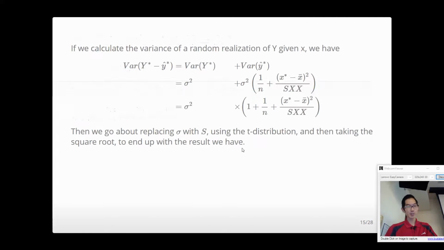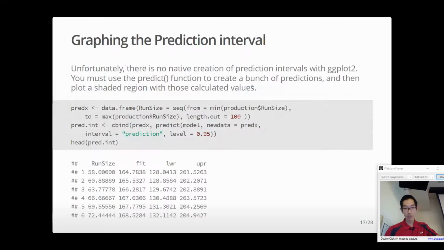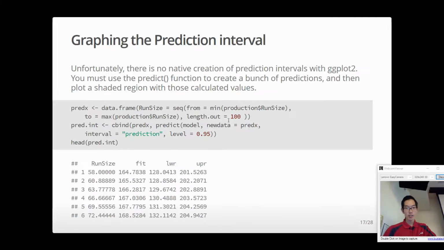Okay, so anyway, we have this, and R can calculate prediction intervals for us. Oh, I did this wrong. This should say predict, not confidence. So instead of confidence, it should say prediction, and it would do it. I did this wrong, so replace this. I'll be sure to fix it so it doesn't say confidence. You just replace this with prediction, and it will do it.